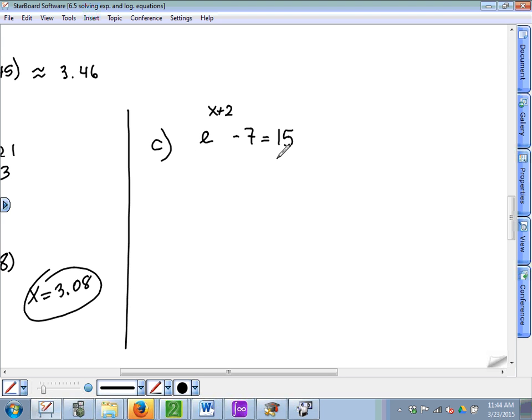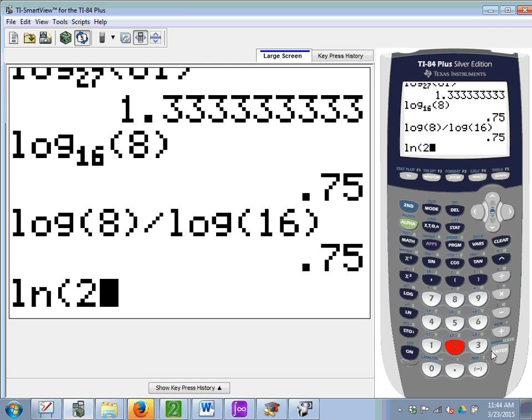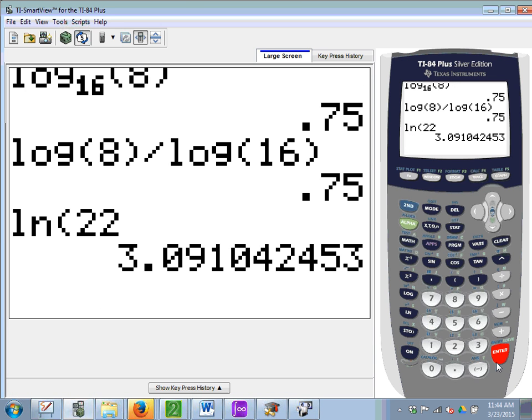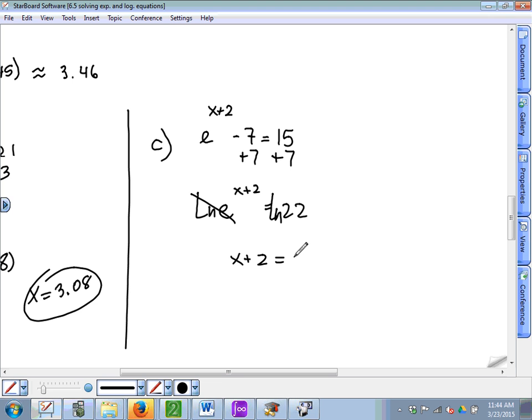Anyway, what do you do first? Get the 7 over. What gets rid of base e? Natural log. Oh man, natural log of 22. Let's see, natural log of 22 is 3.09. And you subtract 2, you get 1.09. Nice.